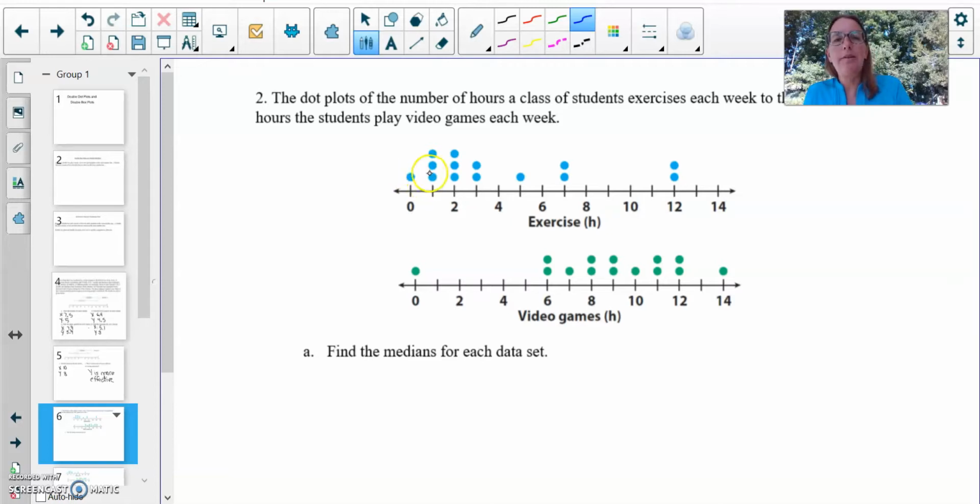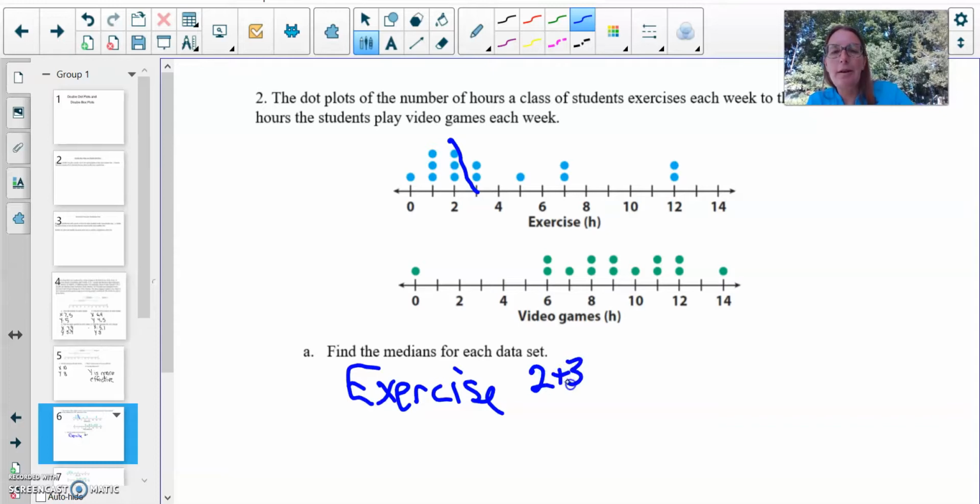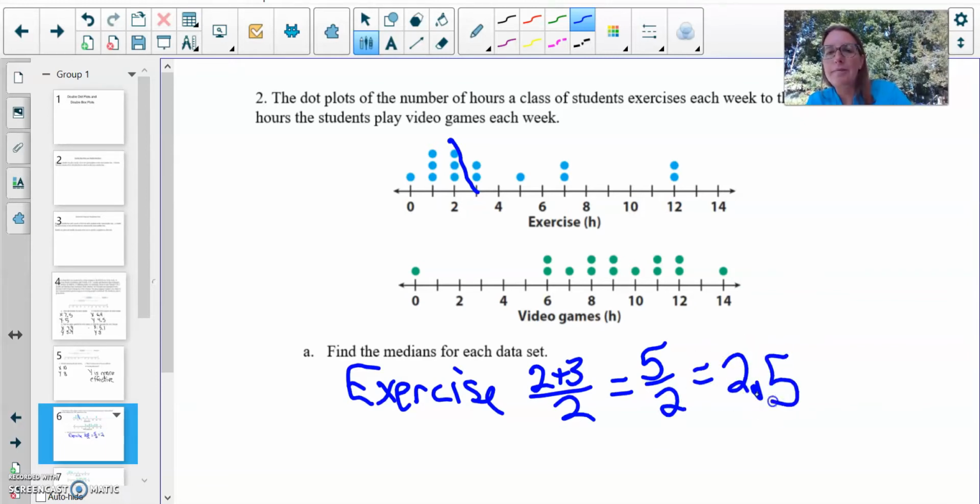So we have 1, 2, 3, 4, 5, 6, 7, 8, 9, 10, 11, 12, 13, 14 data values. Half of 14 would be 7, so there's 7 below the median, 7 above the median. So 1, 2, 3, 4, 5, 6, 7. So my median is between 2 and 3 for exercise. So I would add 2 and 3 together and divide by 2. So I'm getting 5 divided by 2, which is 2.5 hours.